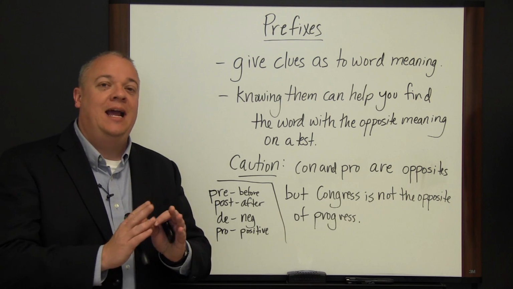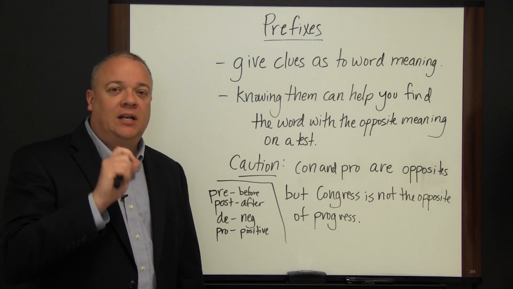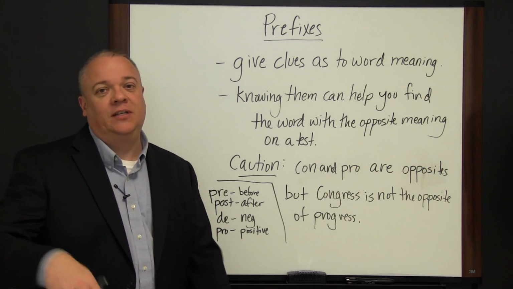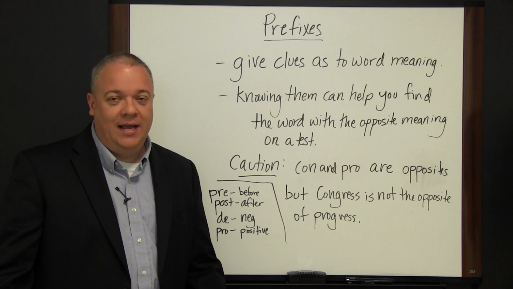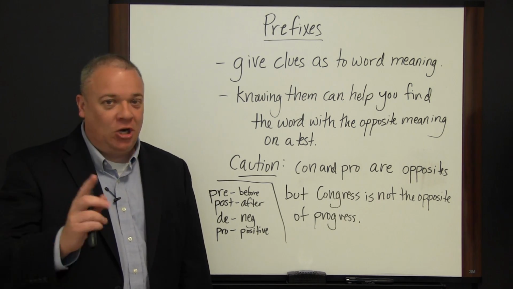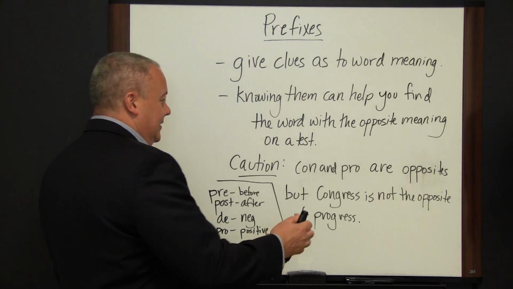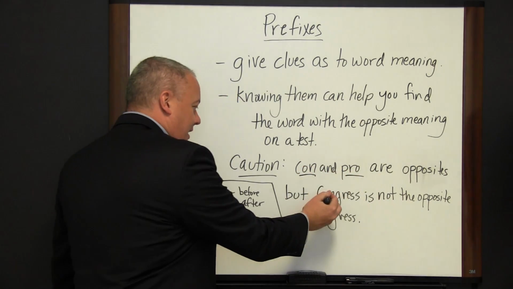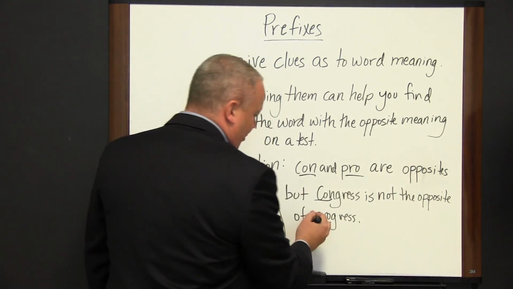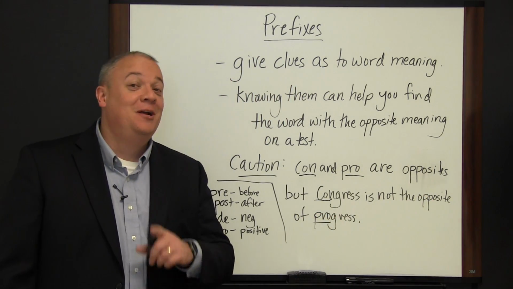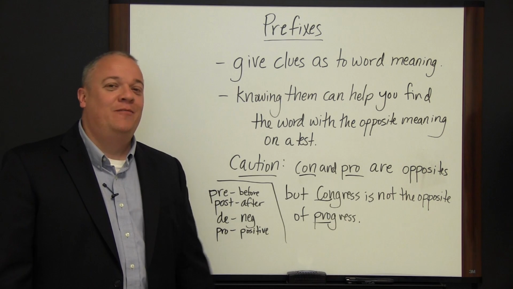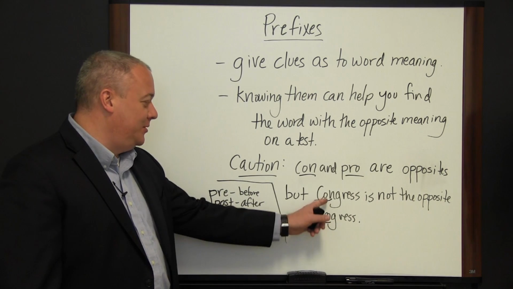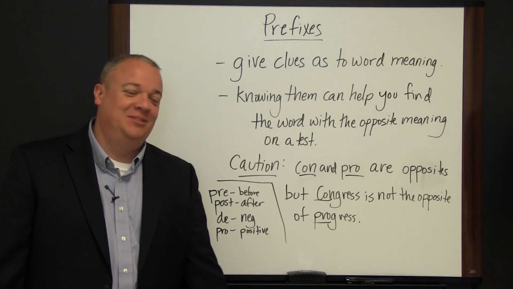You can look at the word, break it down, and say, here's the prefix, and I know it means this, and I'm being asked to find the opposite. What's the opposite of this prefix? Then I've got my answer more than likely. Caution though, caution. Con and pro are opposites, but congress is not the opposite of progress, although some people might disagree. That's more of a joke in terms of Congress being the opposite of progress, but con and pro are opposites, but you have to know and be careful sometimes.